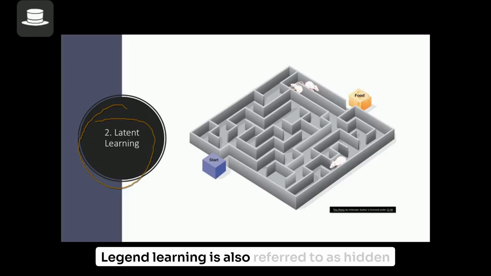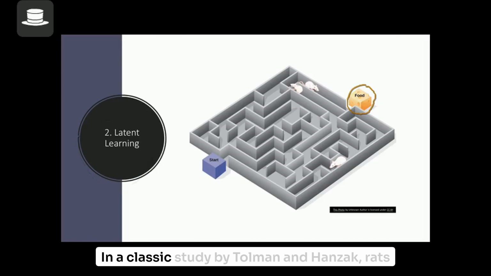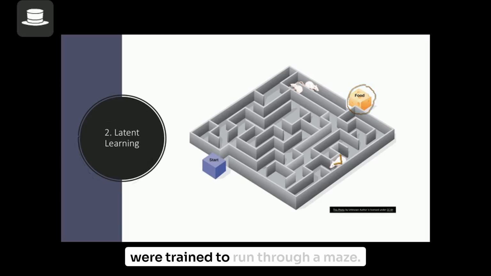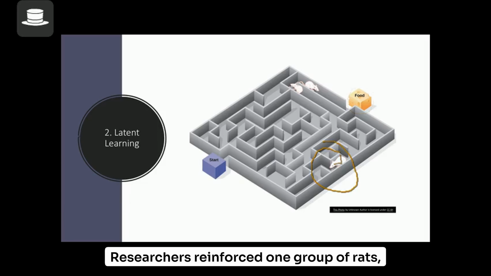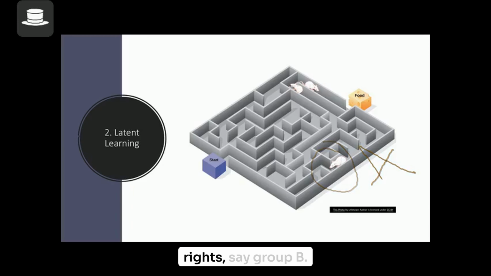Latent learning is also referred to as hidden learning. Hidden learning occurs without apparent reinforcement. In a classic study by Tolman and Honzik, rats were trained to run through a maze. Researchers reinforced one group of rats, let's say group A, each time they ran through the maze, and they never reinforced another group of rats, say group B.